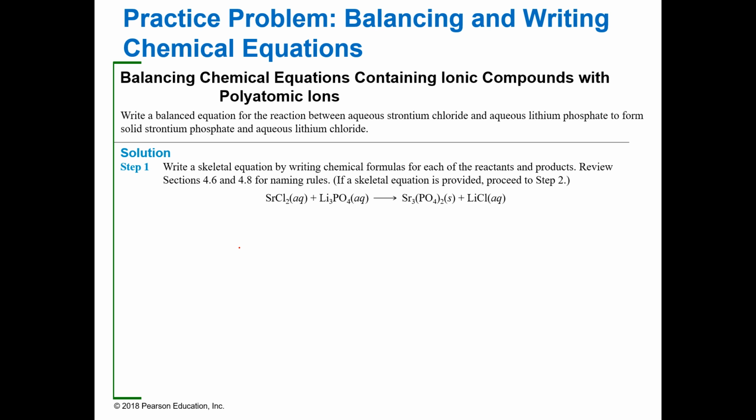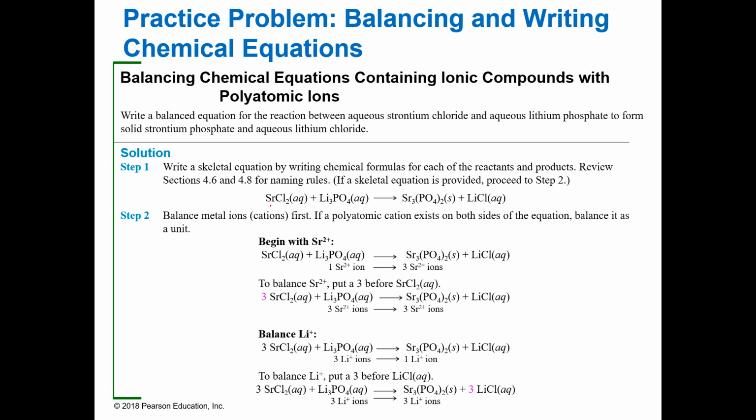So we're going to go ahead and I always start from the beginning. So let's look at strontium. How many strontiums? I have 1. I have 3 here. So I need to put a 3 in front of this strontium. So now I have 3 strontiums, 3 strontiums. Okay. Next, I'm going to look at lithium. I have 3 lithiums here. Okay. I have 1 here. So I need to put a 3 here. And I see that. All right. So I have 3 lithiums, 3 lithiums. So here's where we're at now. We've balanced the strontiums and we've balanced the lithiums.